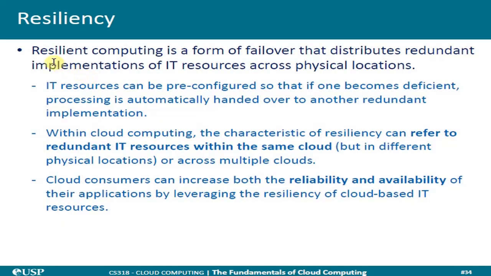Another characteristic of cloud computing is resiliency. So, resilient computing is a form of failover that distributes redundant implementations of IT resources across physical locations. So, on purpose, redundant implementations are made available to make sure the services are always available when users need them. So IT resources can be pre-configured so that if one becomes deficient, let's say one server goes down, processing is automatically handed over to another redundant implementation.